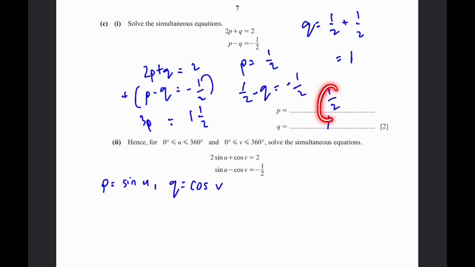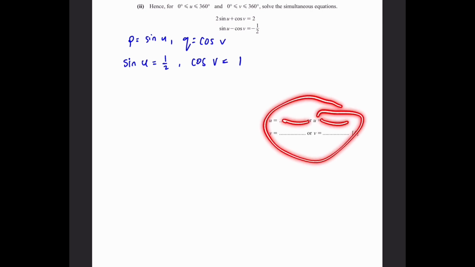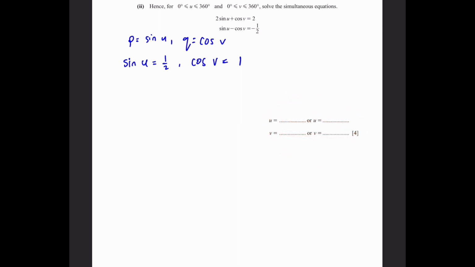Now we found out P and Q already, which means sine U equals half. And we also found Q, so cos V equals 1. But then, how do we find two different values? It's given over here in the place where we need to write the answer that there are two different values for each variable. So I will explain this to you by drawing a simple sine graph like this.